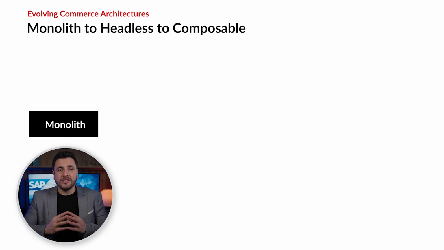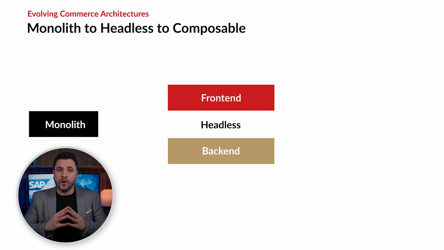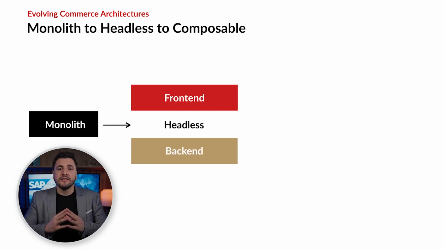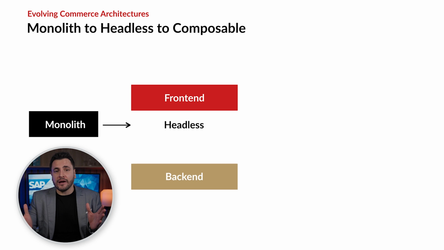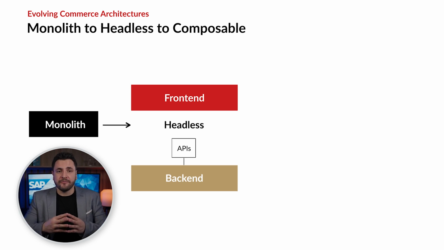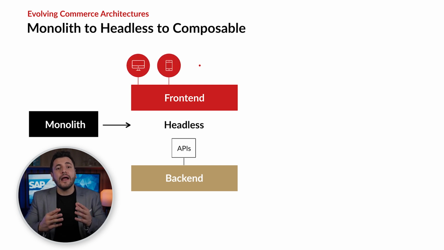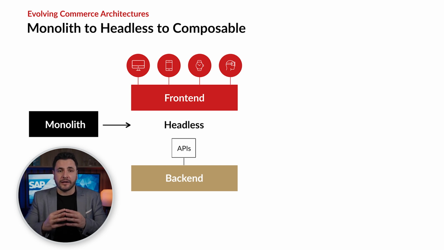To address these challenges, the industry moved towards headless commerce. With a headless setup, the front-end is decoupled from the back-end, connected through APIs. SAP Commerce embraced this shift, allowing businesses to deliver more flexible and tailored user experiences across web, mobile, and more. Headless provided the freedom to experiment with new interfaces while retaining a robust backend.